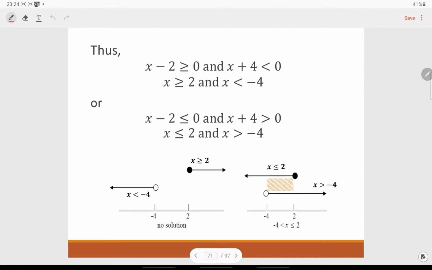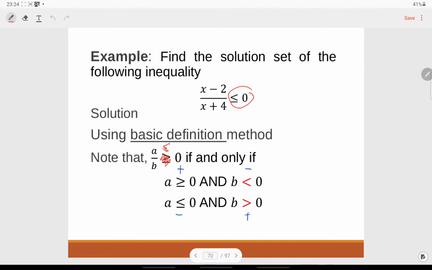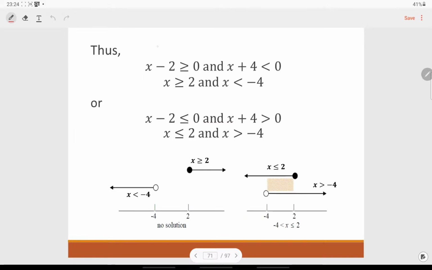After we have this one as A and this one as B, we consider both values like this. For A greater than or equal to 0, we have x minus 2 greater than or equal to 0, and x plus 4 less than 0. Remember, don't put the equal sign here, because we need to make sure B is not equal to 0. So we solve for x: x is greater than or equal to 2, and x is less than negative 4. So we finish with the first case.